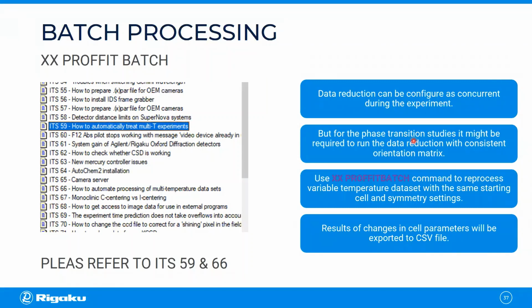To do that, you can use the ProfitPatch tool that can be accessed from the command line. There are two ETS, 59 and 66, which explain nicely how to use it, what the advantages of it are, and why you should use it. The additional benefit is that after this batch processing, all changes in parameters will be gathered in one comma separated value file that you can edit in any spreadsheet editor and plot the changes in your unit cell or volume or whatever you were planning to see.